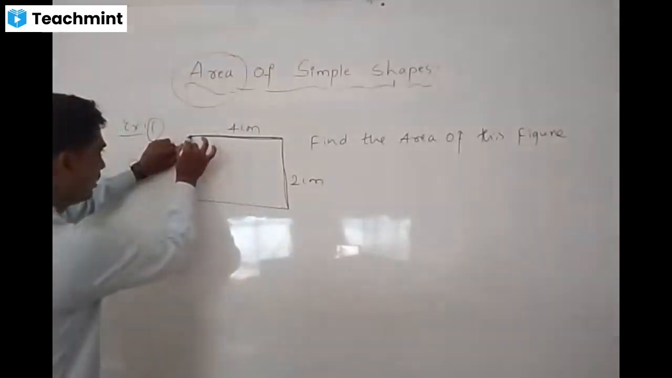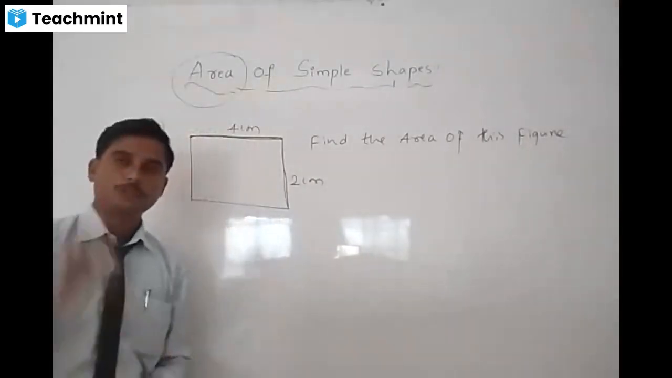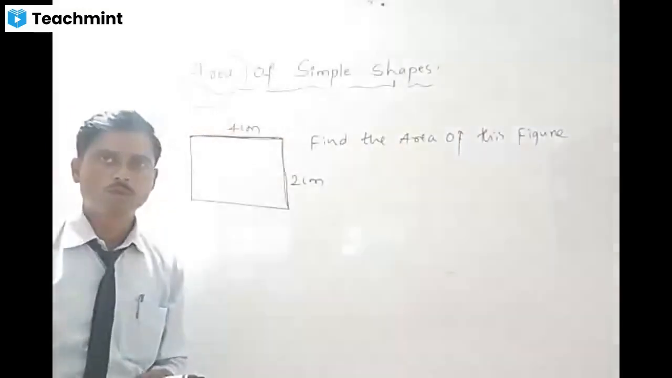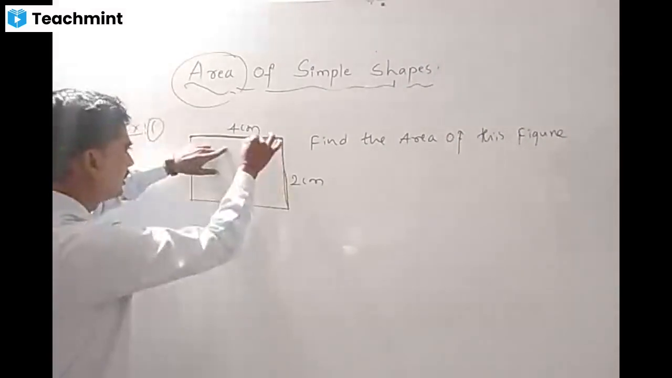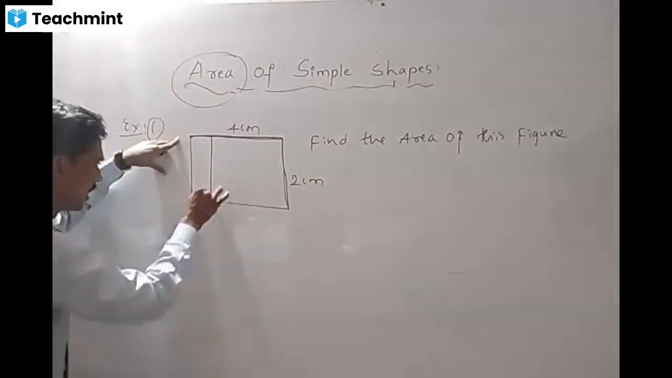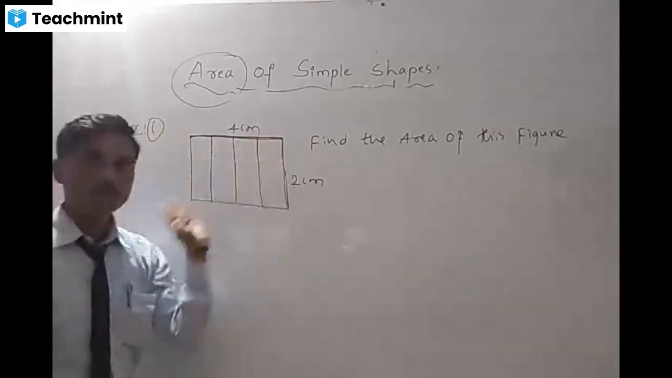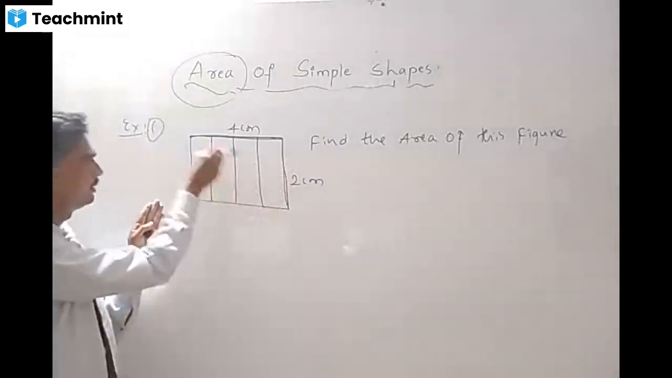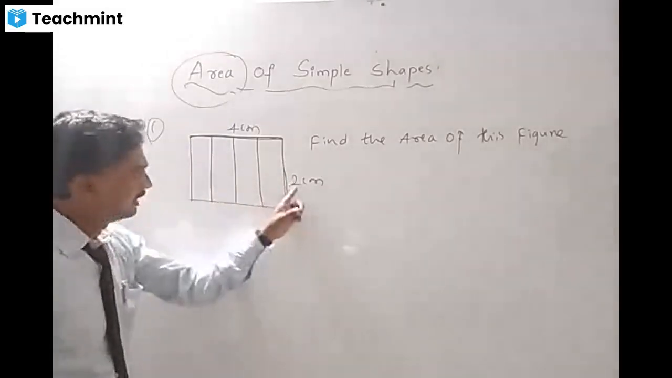And you should divide into 1 centimeter columns. Now here, 1 centimeter means you should divide 1, and 1. And the 1 centimeter columns are this, 1 centimeter, 1 centimeter, 1 centimeter, 1 centimeter. 1 centimeter columns. Okay.